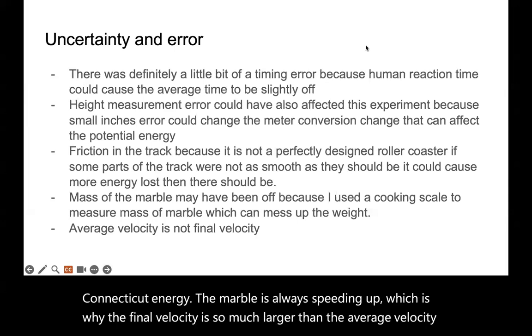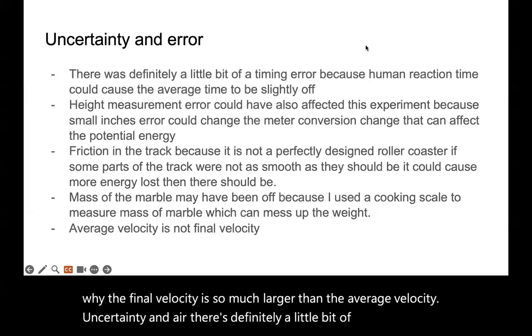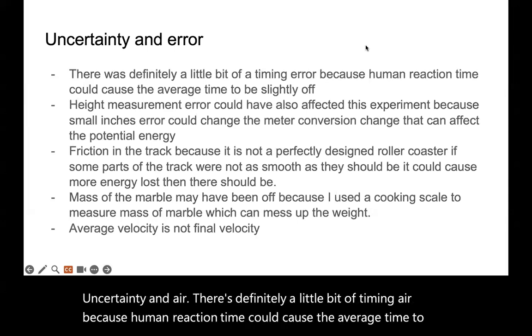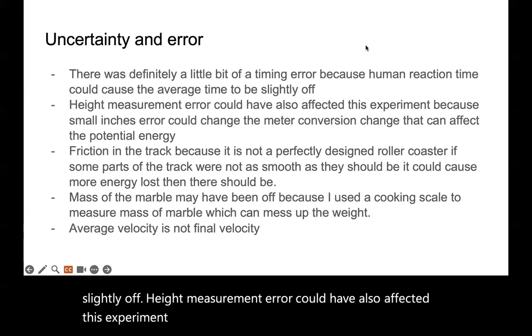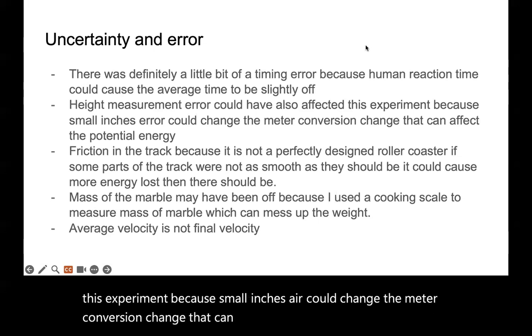Uncertainty and error. There's definitely a little bit of timing error because human reaction time could cause the average time to be slightly off. Height measurement error could have also affected this experiment because a small error in inches could change the meter conversion, which can affect the potential energy.